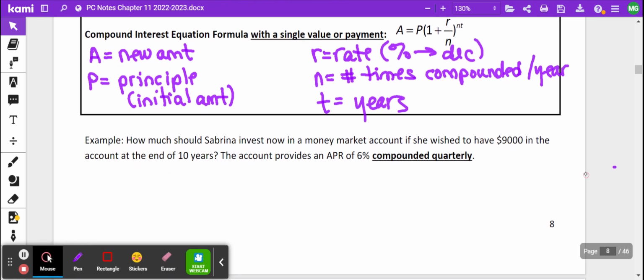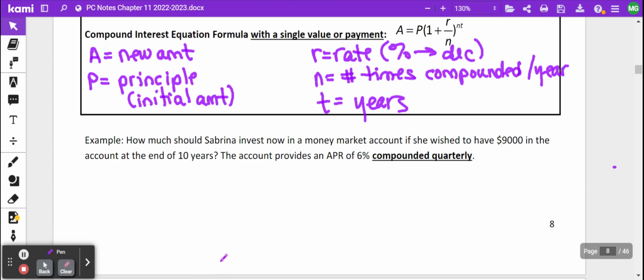Okay, so a little bit more complicated. Let's look at our example. So it says, how much should Sabrina invest now in a money market account if she wants to have $9,000 at the end of 10 years? So we're looking for how much money she should put in. Here's what I do off to the side. I try to write everything down. It says 6% compounded quarterly. So first of all, our rate is 6%. Back that decimal up 2 places. We will use 0.6 in our equation.